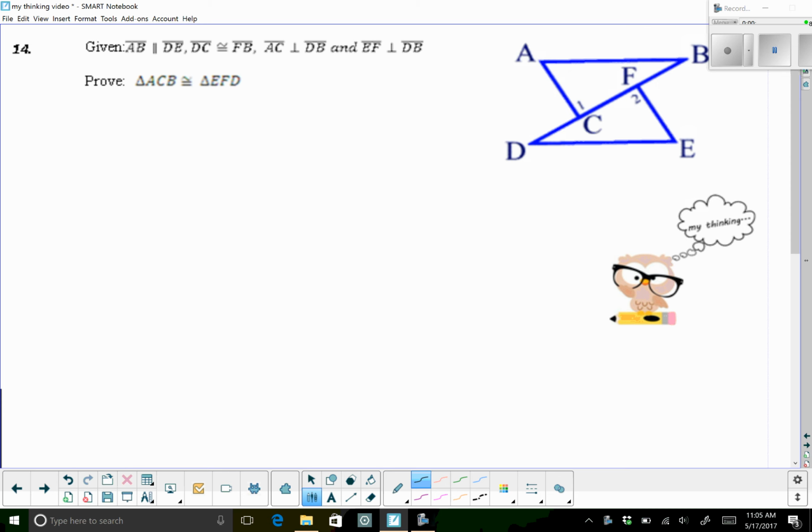We can mark that in. That's not too bad so far. Obviously, you might be thinking alternate interior angles right now at that point, but we'll get there in a second. DC is congruent to FB.